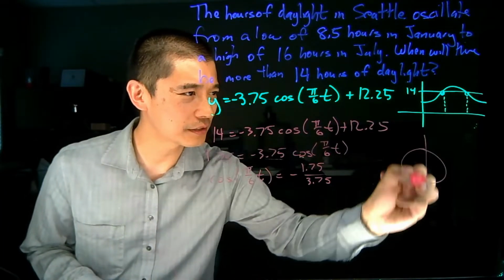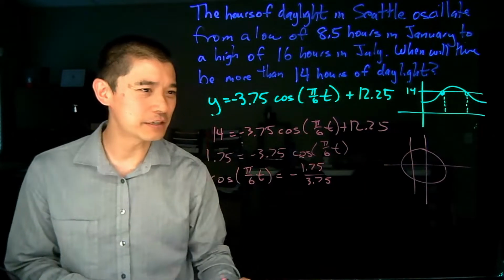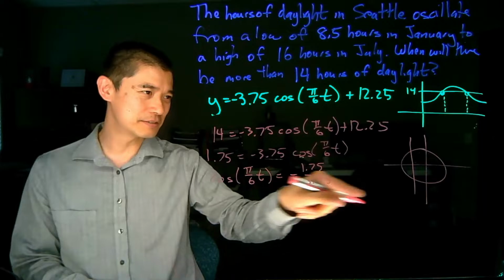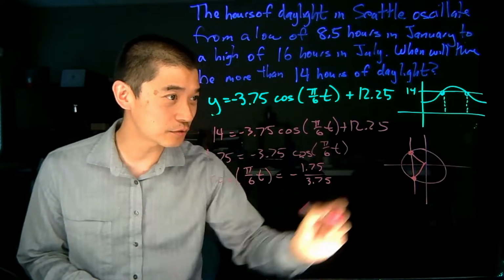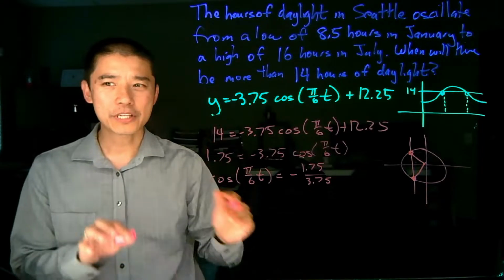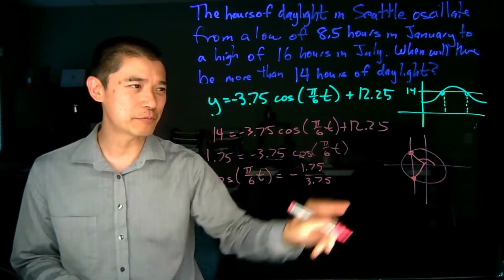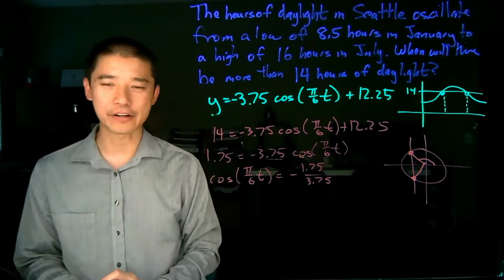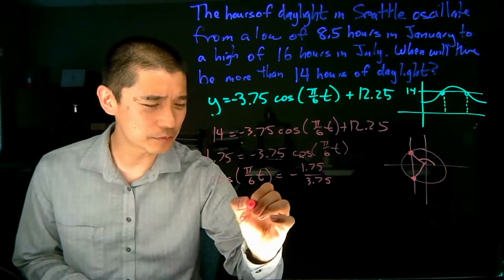Let's take a look. Cosine is the x-coordinate, so we have a negative x-coordinate, and so there should be a solution in the second quadrant and a solution in the third quadrant. When we take the inverse cosine of this, we're going to get that second quadrant value, and we're going to have to use that to get the third quadrant value. So for this, we're just going to plug it into a calculator.